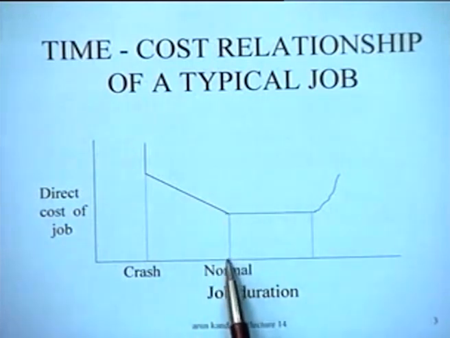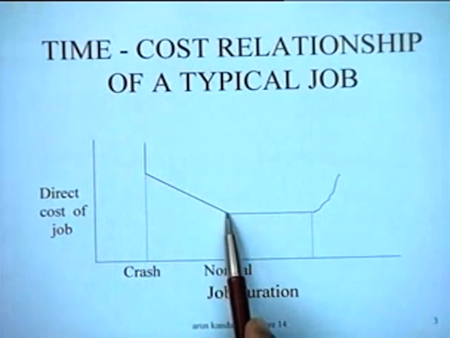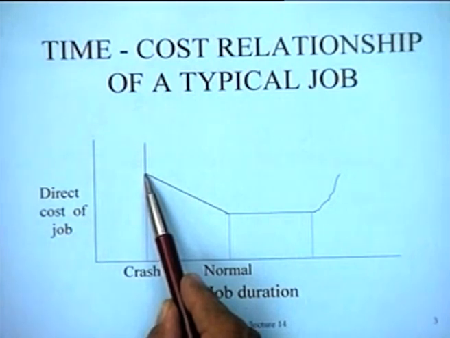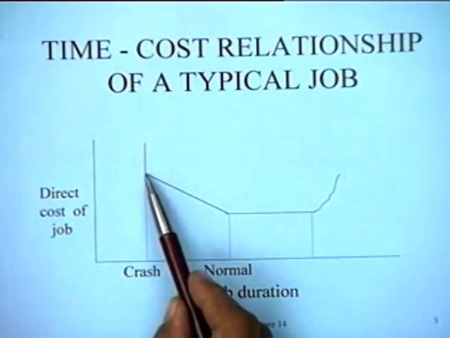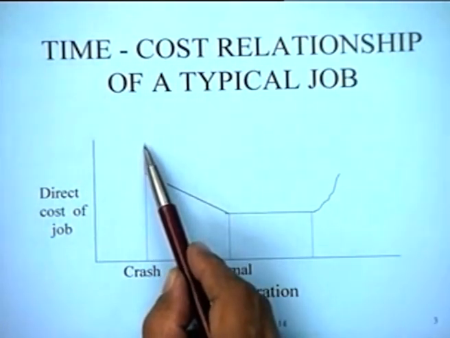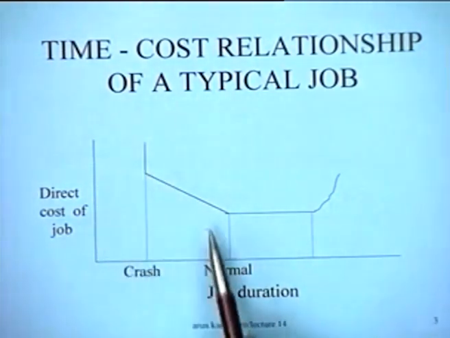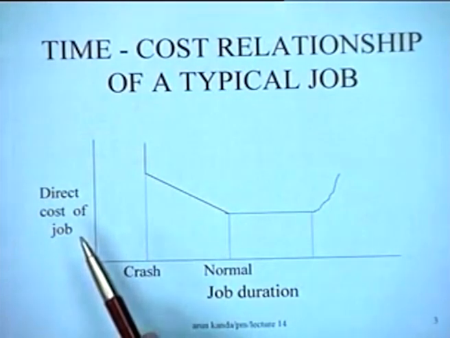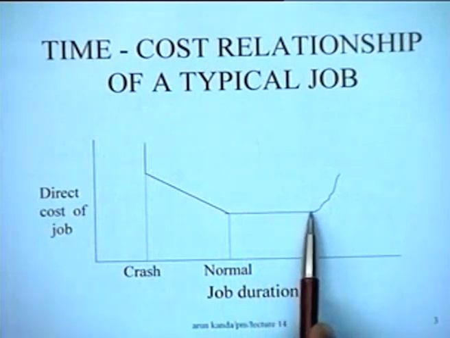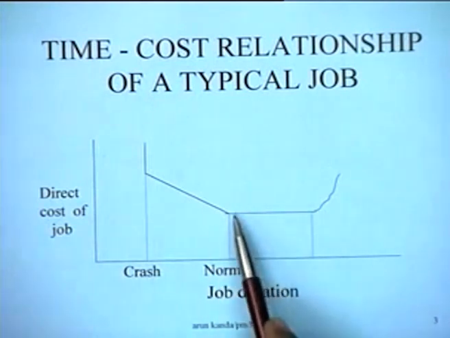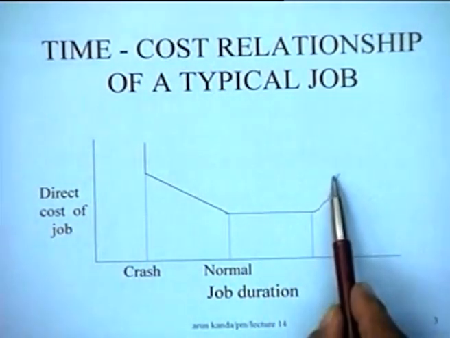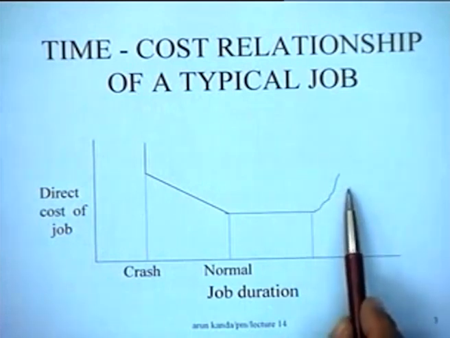If you want to reduce the duration below the normal duration, you will probably have to spend more money on it, and you can keep on reducing the duration up to a certain point, which we call the crash duration. And beyond the crash duration, even if we spend more money on it, this line is vertical, that means it is not going to reduce the duration of the activity in any way. However, it is quite likely that the activity may take a duration longer than the normal duration. If you are pretty lax about it, you can keep on doing this. However, if you delay it unnecessarily, the costs tend to rise.